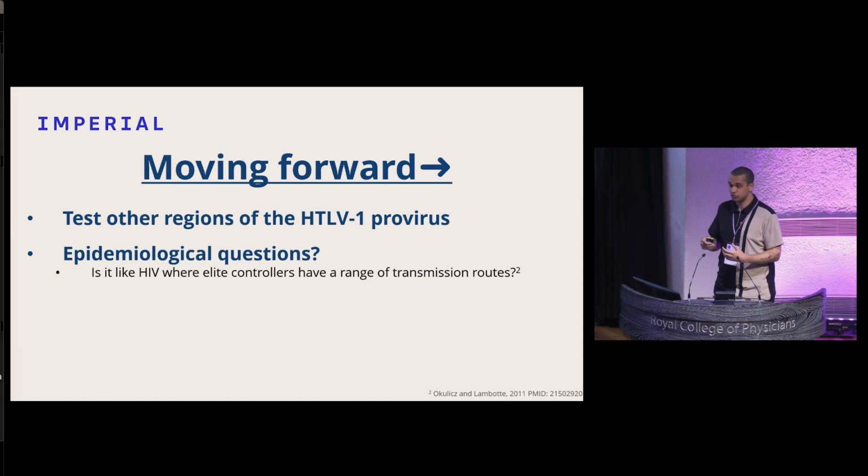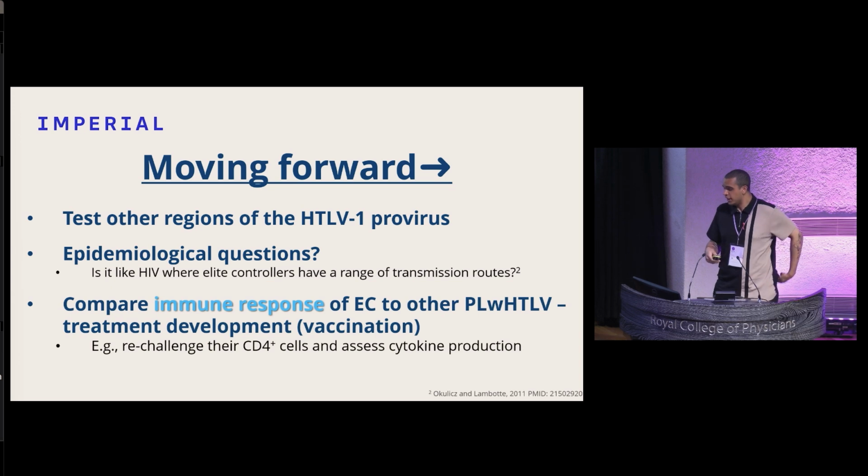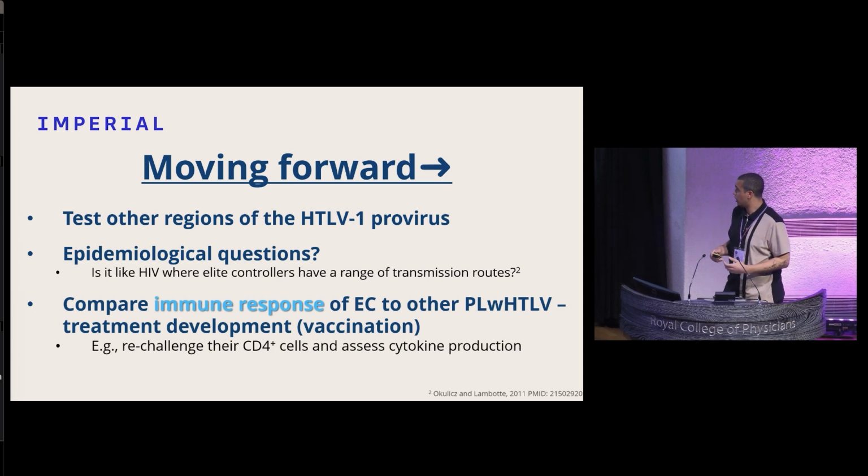There's also potential epidemiological questions for these patients. So does the method of how they were infected with the virus potentially change elite controller status? This is not the case for HIV, where you see a diverse range of transmission routes, but it could be the case for HTLV1. And it's also interesting to compare the immune response of these elite controllers to other people living with HTLV1, which could potentially better aid in treatment development.